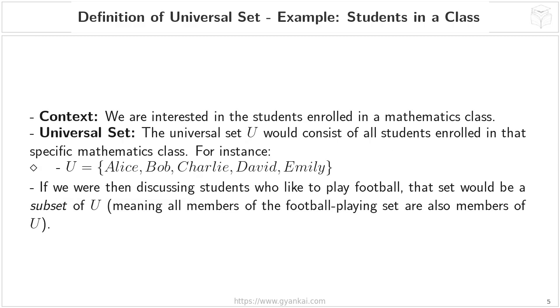Now, this is where the idea of subsets comes in, which we'll explore in more detail later, but I want to introduce it here. If we were then discussing students who like to play football, the set of football players would be a subset of U. What that means is that every single member of the football playing set must also be a member of U. You can't be in the football playing set unless you're first enrolled in the mathematics class, which is defined by our universal set. So, all the football players are contained within the larger set of all math students.